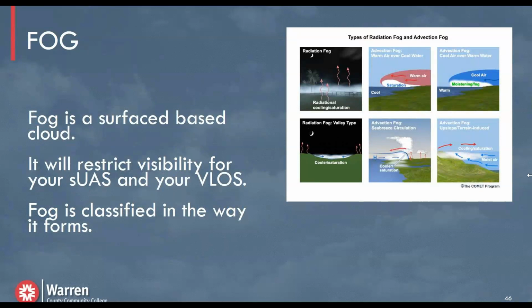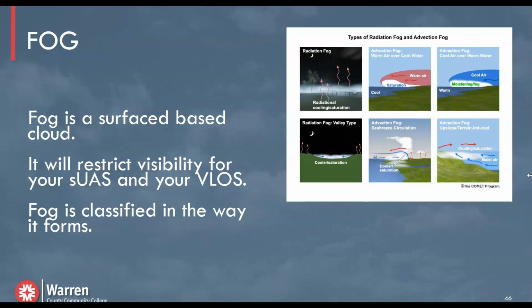We also need to know a little bit about fog. There are different types of radiation and advection fog. You need to know that there's radiation fog. You need to know there's advection fog. You need to know that there is upslope fog as well. And fog is a surface-based cloud.